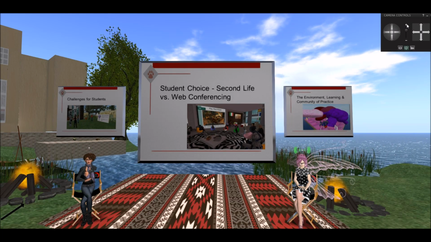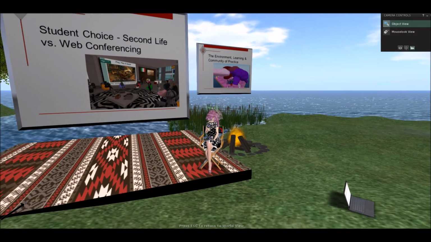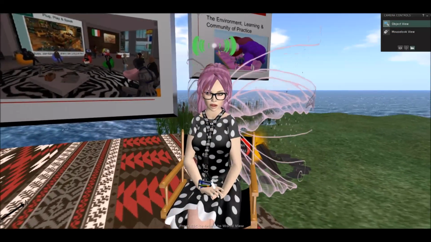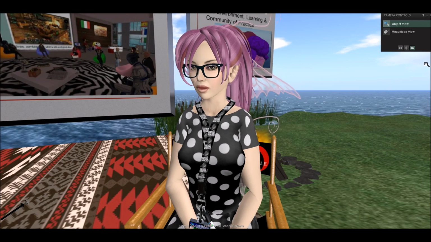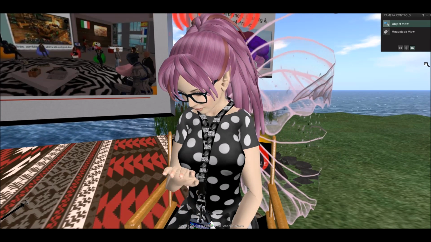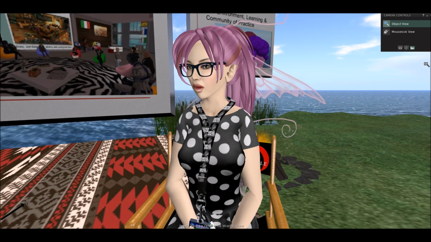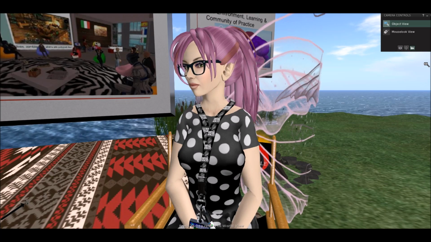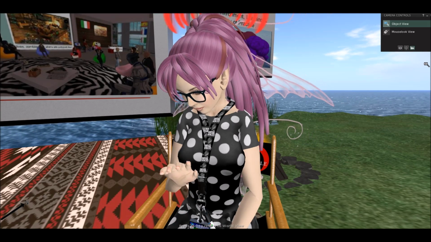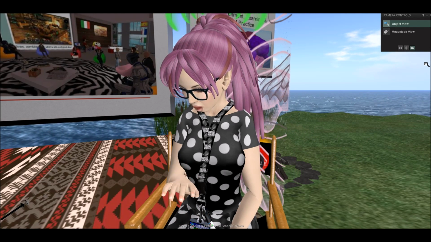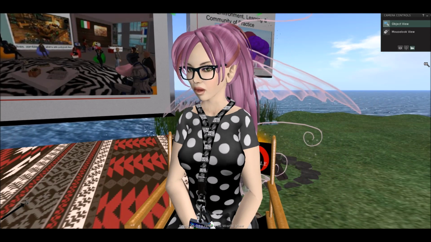Well, if you look around us right now, just the beautiful interactive environment, number one, it's fun to get in here and really start playing once you get over that initial learning curve. I think it's a much more interactive environment. My group in the theory and practice of distance learning class started off meeting in web conferencing, and then we would always switch over and meet here in Second Life, because it's like you're really there with the person.